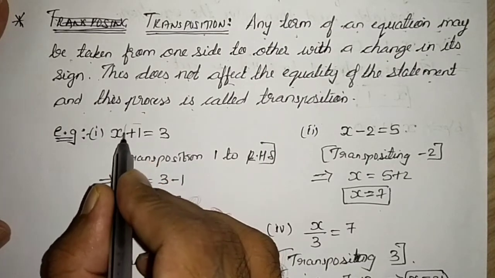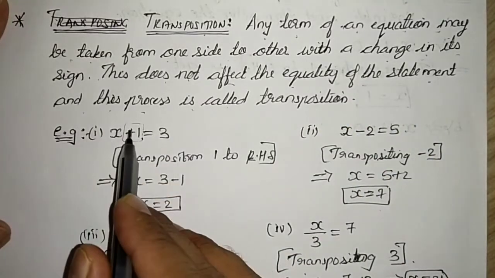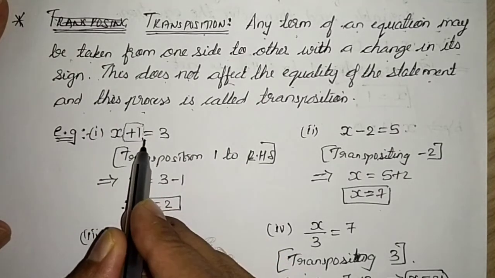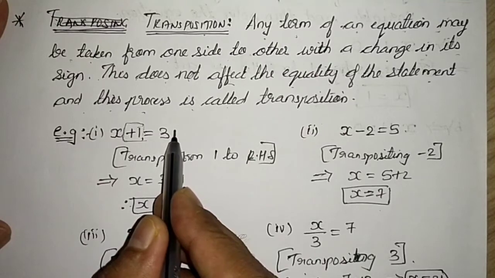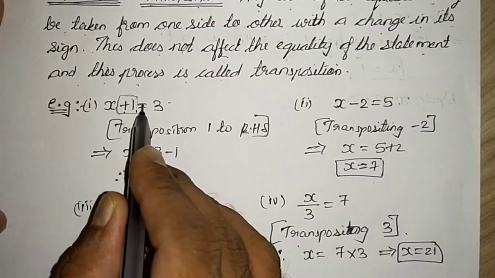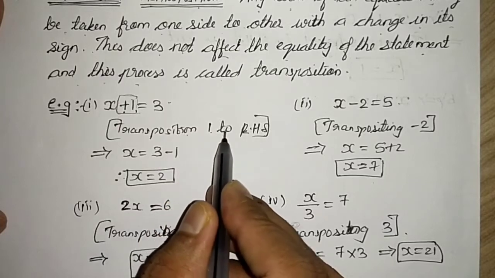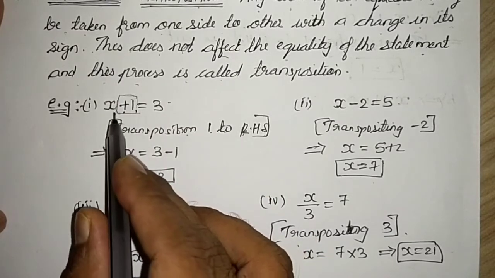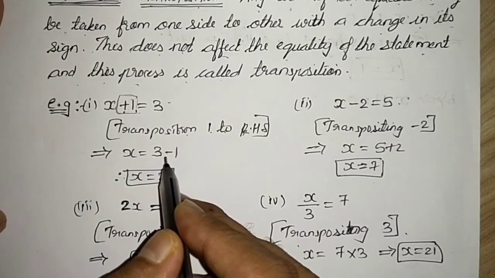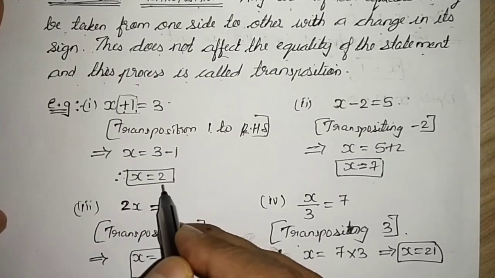Any term of this equation may be taken from one side. This is on the LHS side. I will take it to the RHS side with a change in its sign. If it is plus, it will go that side, so it will become minus. So we will write transposing 1 to RHS. We get x is equal to 3. This plus, if we transpose that side, will become 3 minus 1. So we will get x is equal to 2.